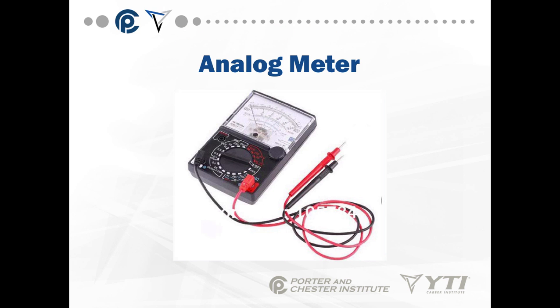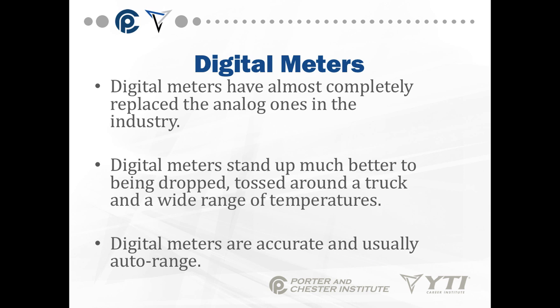This is an example of an analog meter. You notice it has a gauge needle on it up here, and it also has a lot of positions on the dial, which are called ranges and functions. They're really great for accurate measurements, but if you ever have one, don't just leave it laying around your truck. Digital meters have almost completely replaced the analog ones in the industry.